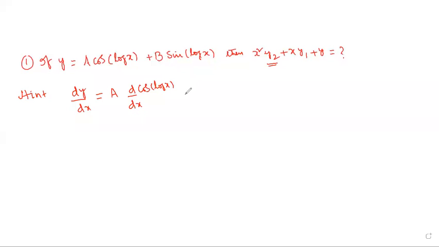Next, the b coefficient: derivative of sine of log x. Right, dy by dx is equal to the a coefficient. Now, the first one is the standard formula. For the second one, observe log x. It is not a single x. It is a function of log, that's why the chain rule will come. So cos of single x is there.